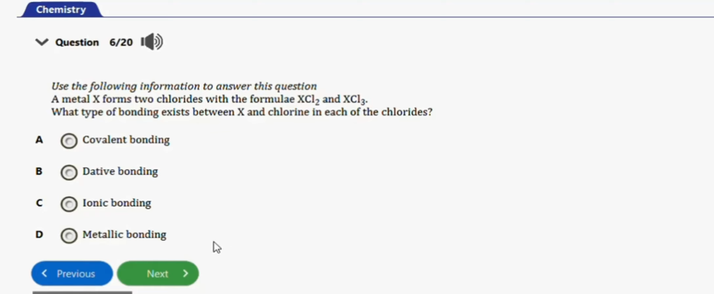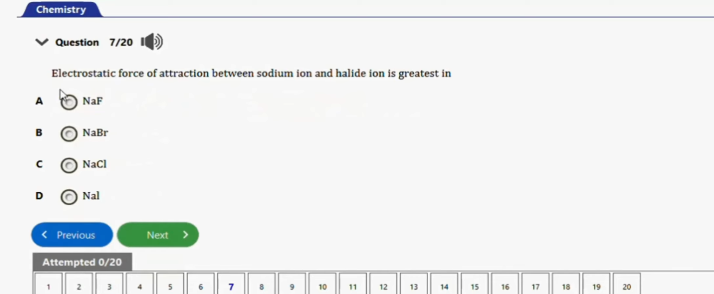So the next question will be this one. It says the electrostatic force of attraction between sodium ion and halide ion is greatest in. The right answer here will be option A, sodium fluoride. Alright, so since fluorine is the most electronegative element, when it reacts with sodium, you're going to have the electrostatic force of attraction between them being the greatest. Okay, the next question will be this one.